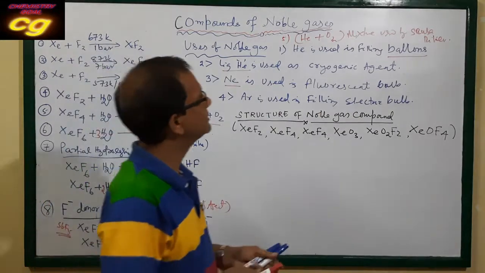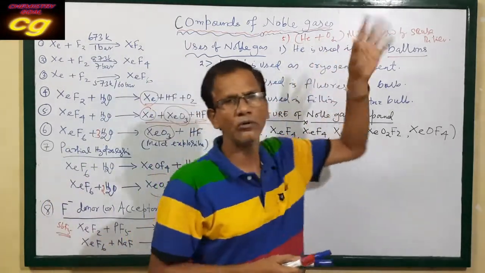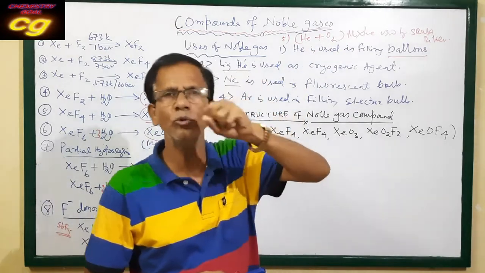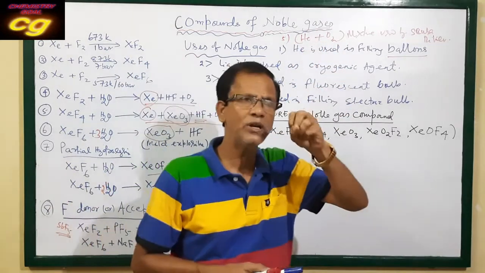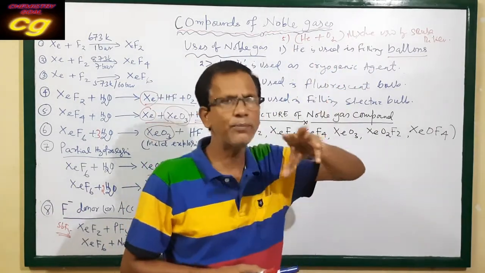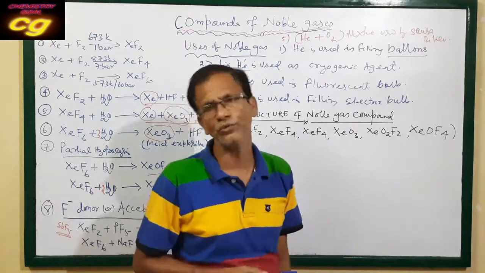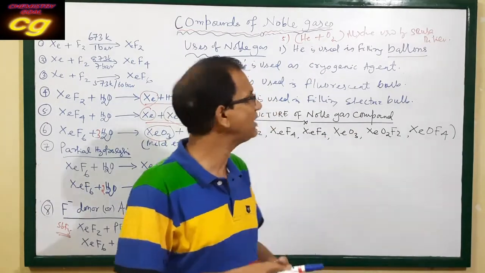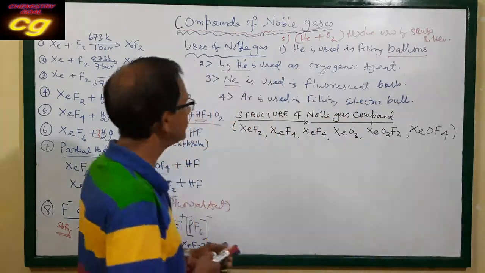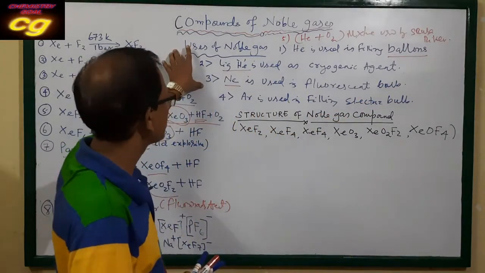Scuba divers generally use a helium-oxygen mixture, because if the percentage of nitrogen is higher, it will cause bends disease. That's why, to prevent bends disease, a helium mixture is used. Helium and oxygen can be used by the scuba diver. This is also an important use of noble gases.